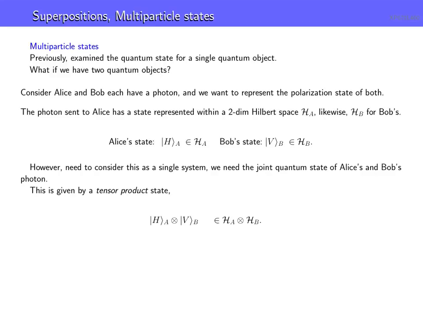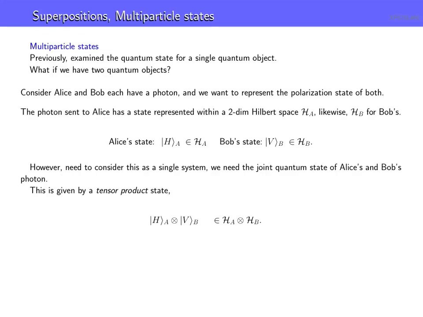Now, the way we're going to write it is with this O with a cross in it. That's sometimes called the tensor product. This will be the two vectors, and they'll be tensored together, as it's sometimes said. And they'll reside in the tensor product Hilbert space of HA and HB.